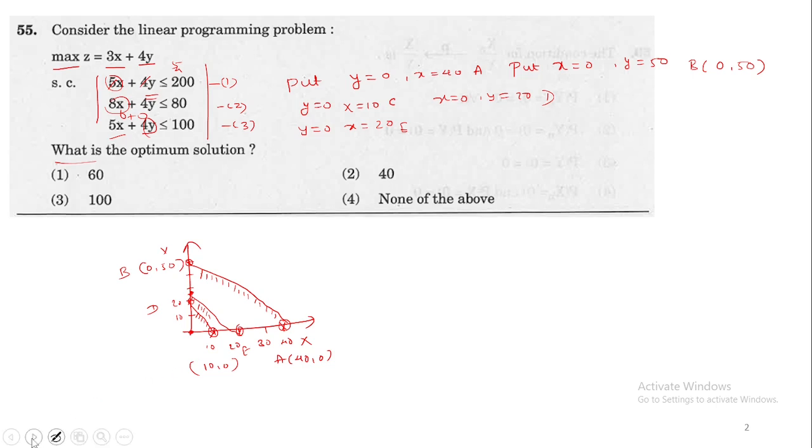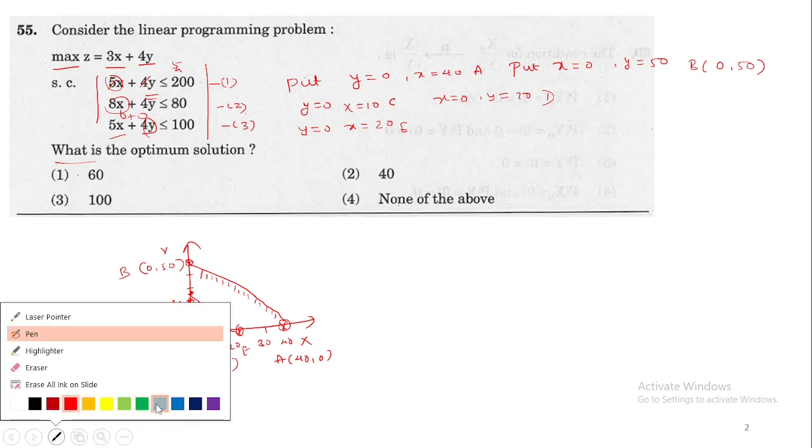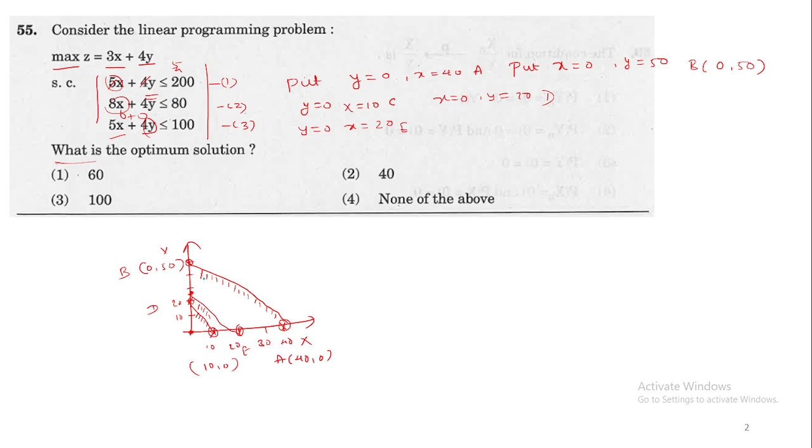Okay, I shall just change the color of the pen. Now you can see that this is also towards origin, this is also towards origin, and this is also towards origin, and this is the common region, the area formed by the common region. So this is called the feasible region. So this is origin O.